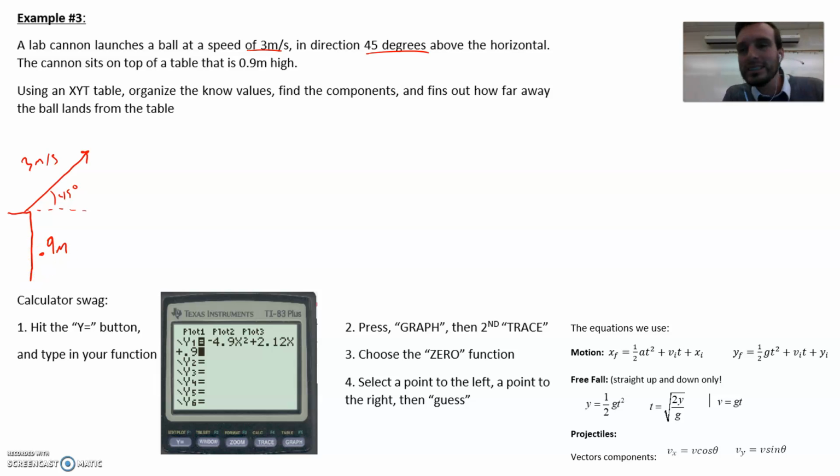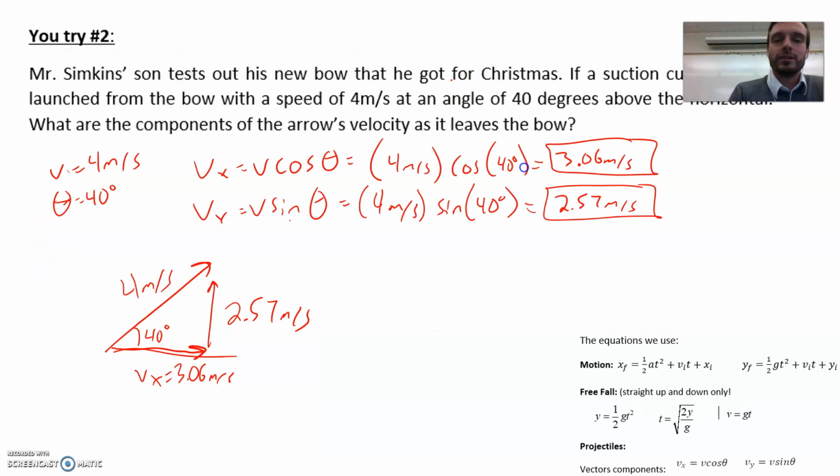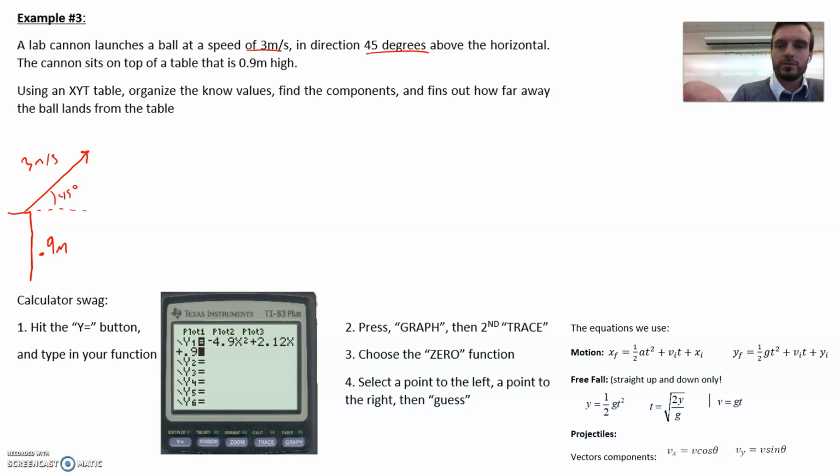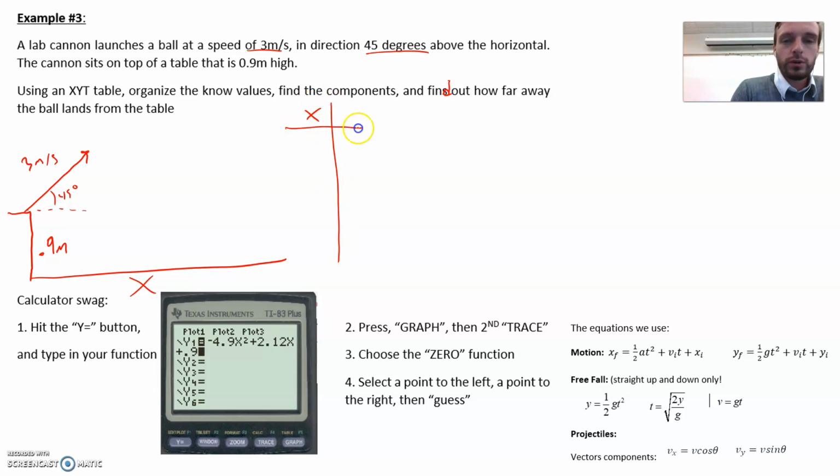Using an XYT table, organize the known values, find the components, and find out how far away the ball lands from the table. Now, when we say how far away from the table, we mean this, and that's horizontal distance x. So the big goal of this problem is to solve for x. How far away does it land? Now, when we say XYT table, remember that's just a little organization tool that we use to break down all the pieces of a puzzle that we know here.